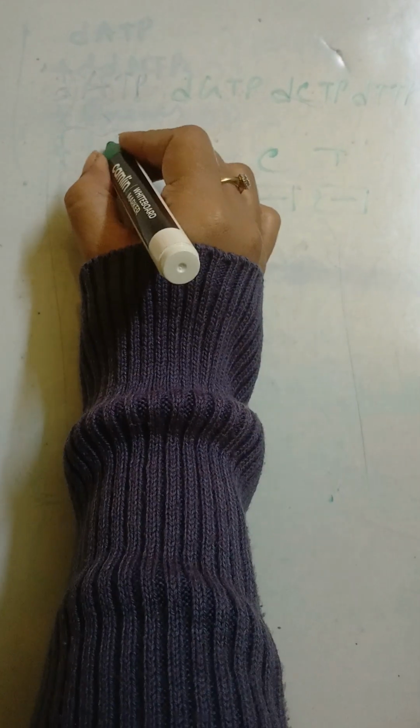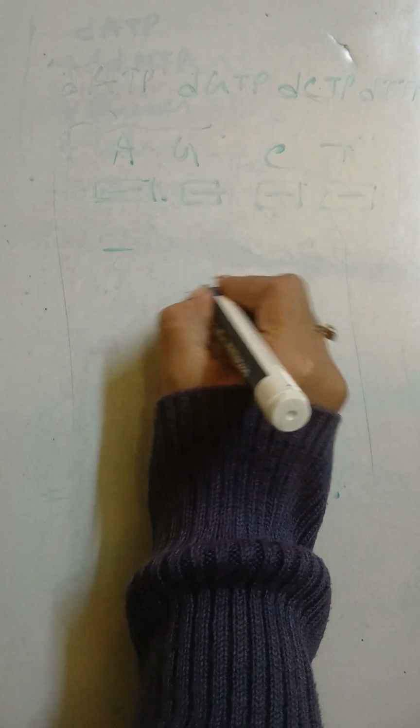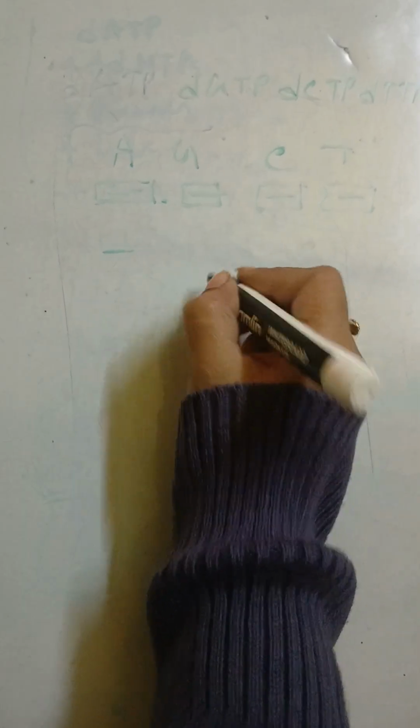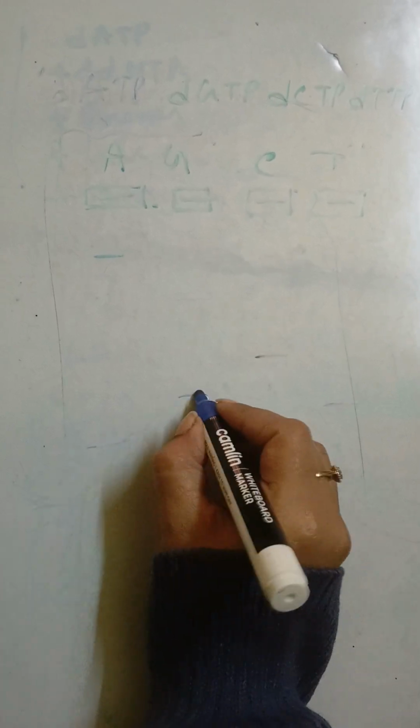So after this, suppose you will get a band here. This is A. You will get a band here for G. Suppose all of these are arbitrary. You will get a G here. Then you will get a C here, and you will get the T here. Again you will get A here, then G here, then you will get C here.